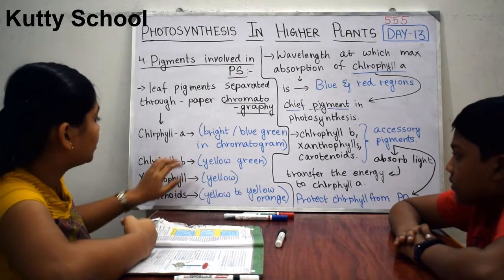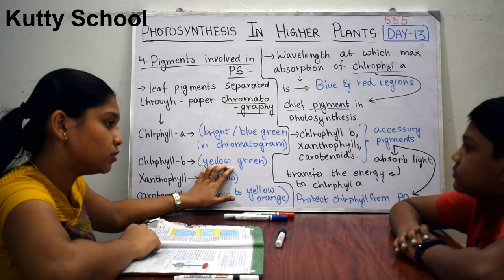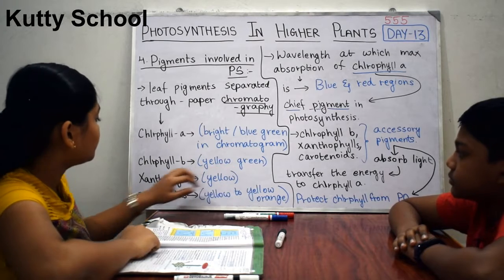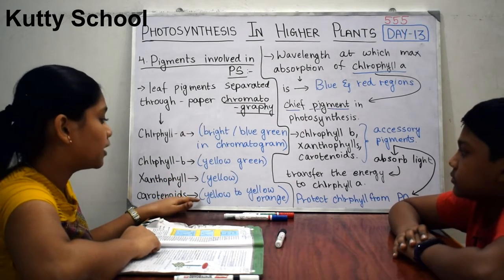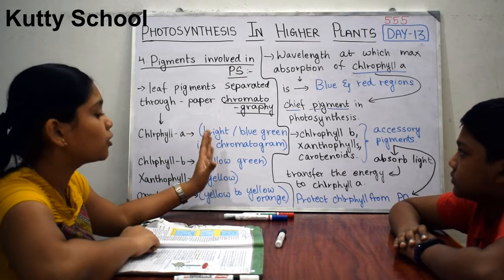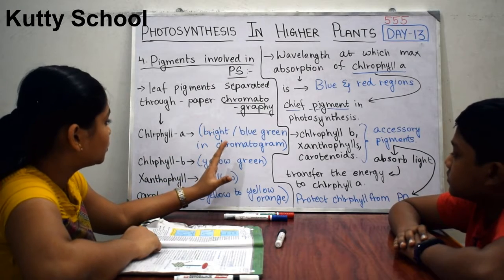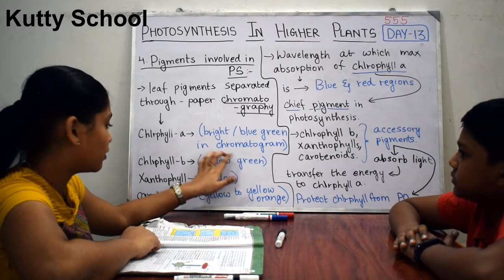Chlorophyll B is observed in the yellow-green region of the chromatography. Xanthophylls are observed in the yellow region. Carotenoids are in the yellow to yellow-orange region. These colors are very important, as they are observed in the chromatography. So chlorophyll A is bright or blue-green in chromatography.